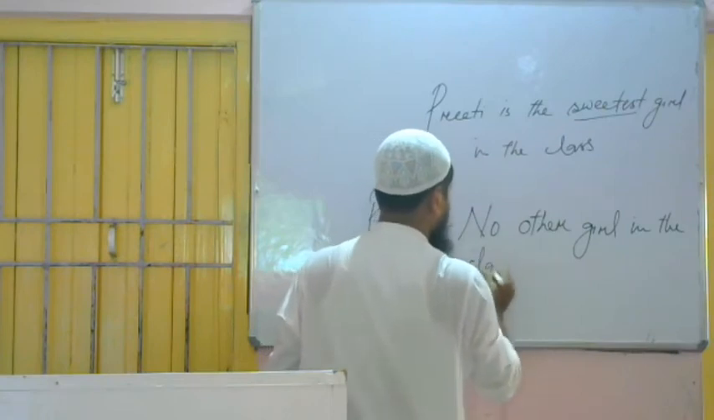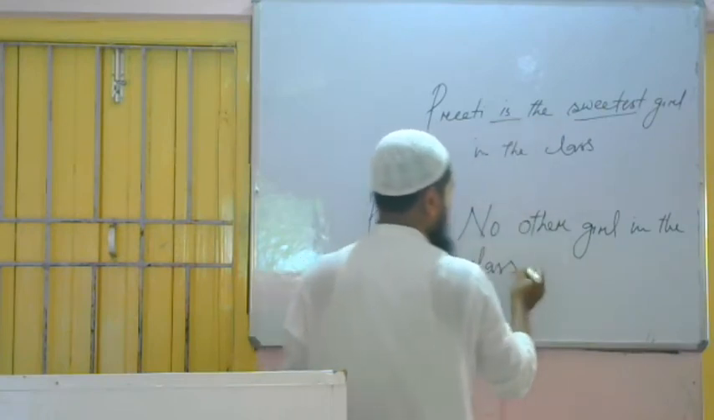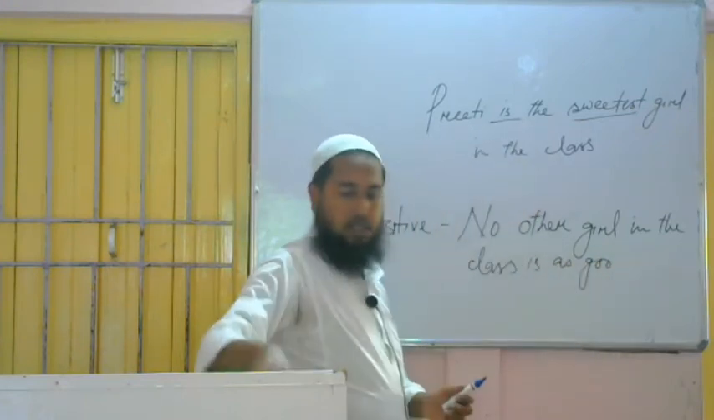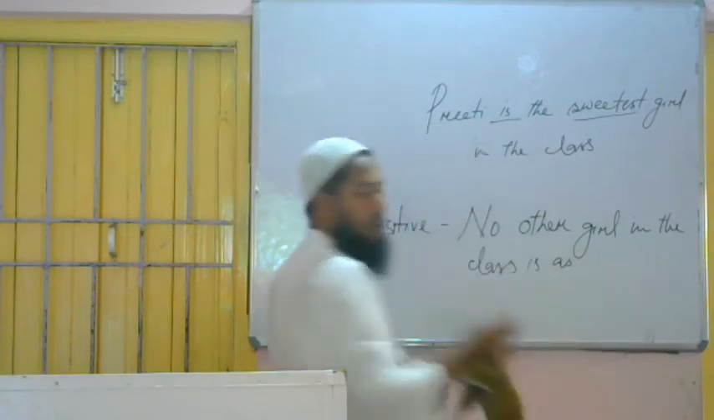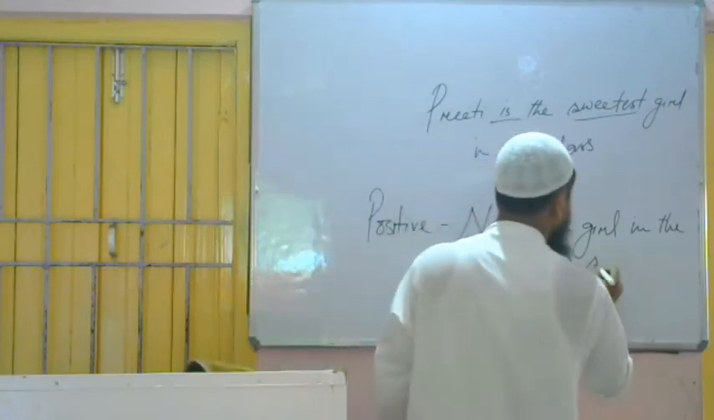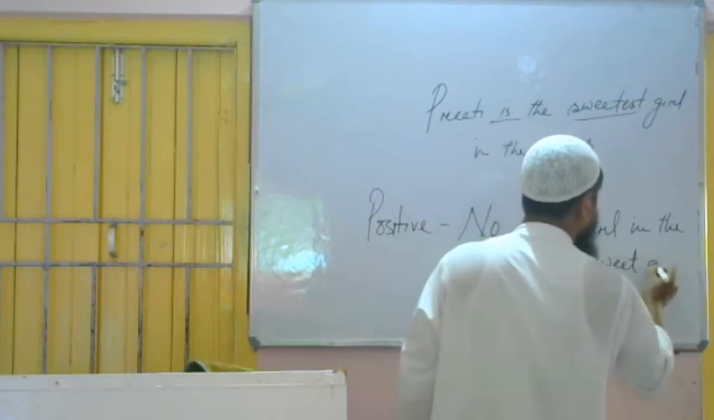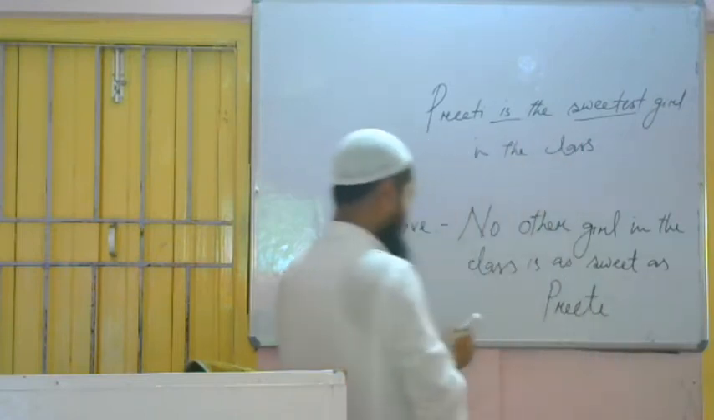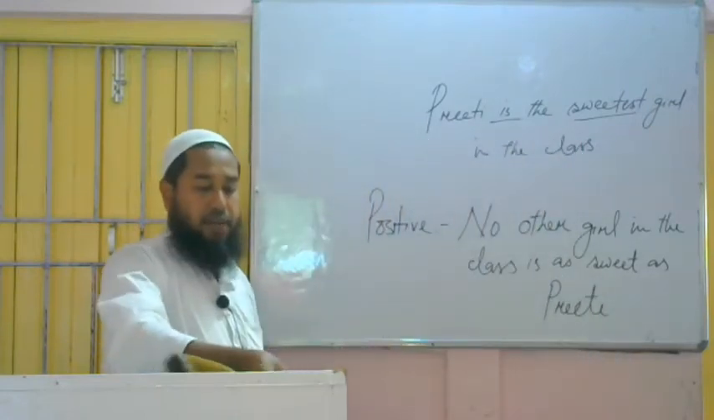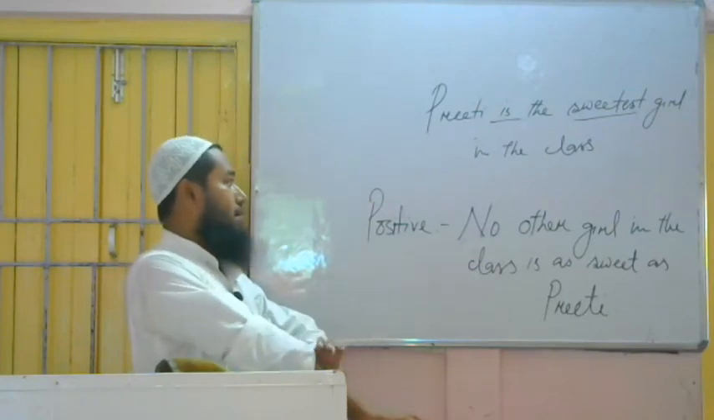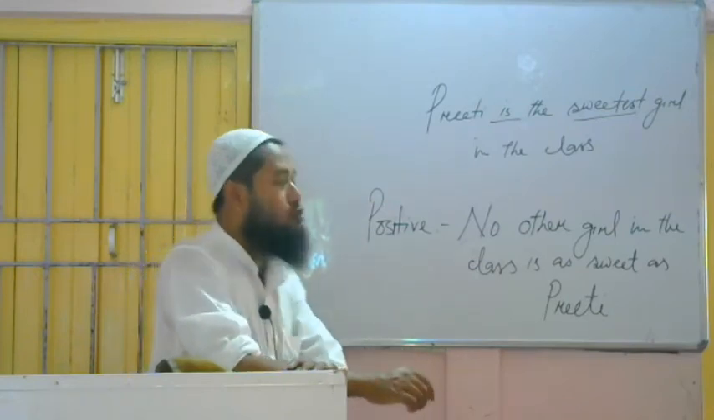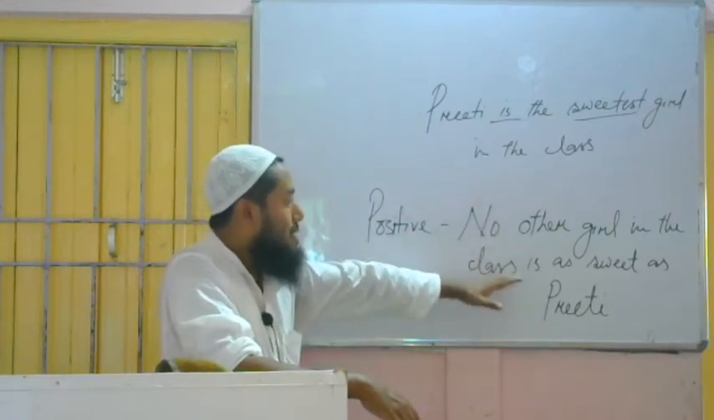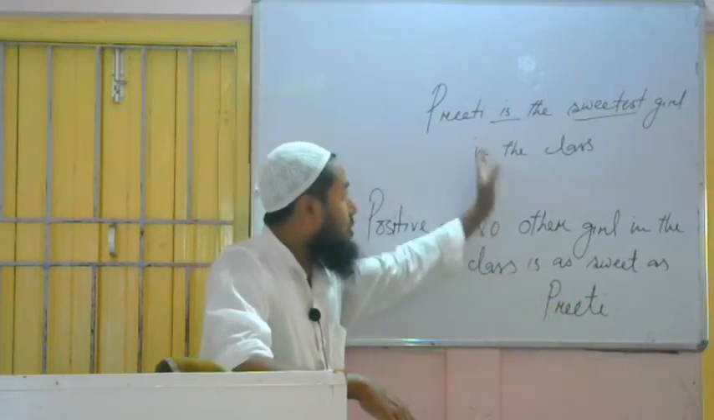Preeti is singular number, so in the class is as sweet. The positive form of sweetest is what? Sweet. No other girl in the class is as sweet as Preeti. So when we get a sentence of superlative degree and we are asked to change it into positive, then we have to use what? No other. So we have used no other girl in the class is as sweet as Preeti. We are telling about Preeti, that's why Preeti.